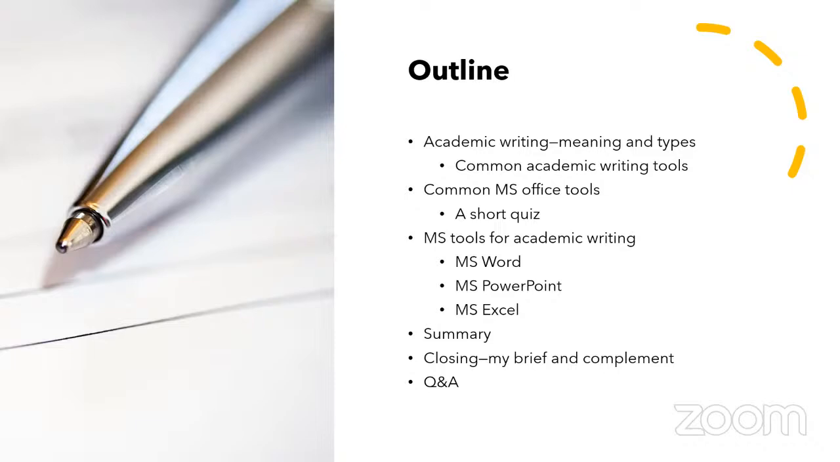And then Microsoft tools for academic writing. We'll narrow down to 3 of them and why those 3. And then we'll take a summary. And then we close with a brief and a compliment, and then we'll take some question and answer.